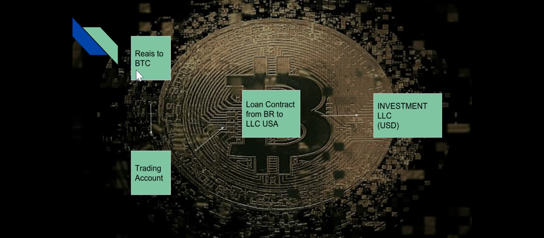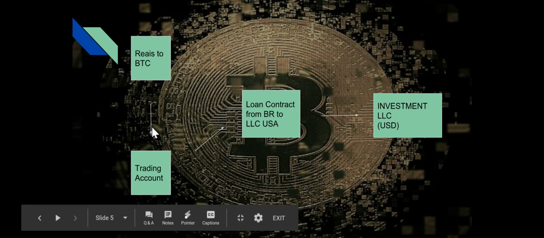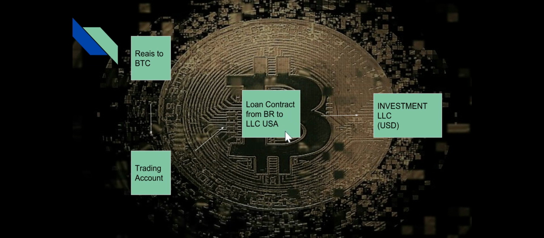So, once we have the reais to Bitcoin, this is going to go to a trading account in Brazil. This is an exchange, right? We suggest that a loan contract is what is used to move money from Brazil into the LLC in the US. Why? Because then the LLC in the US can declare that it has a loan. All right, it's a liability. I mean, it's debt. So the way it's regulated is completely different.